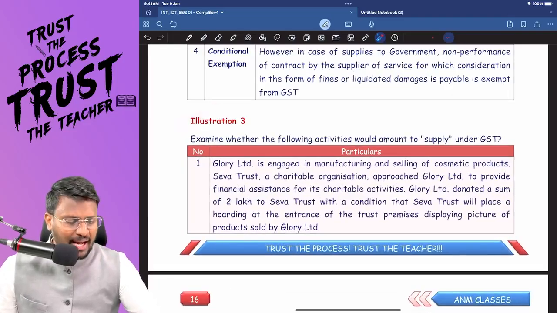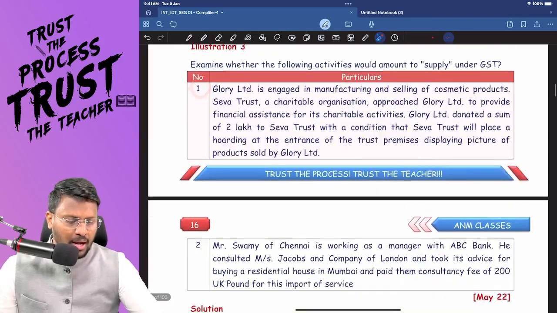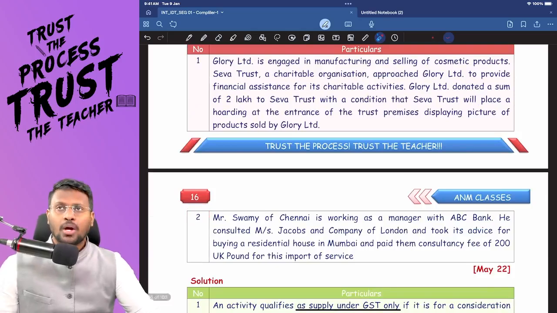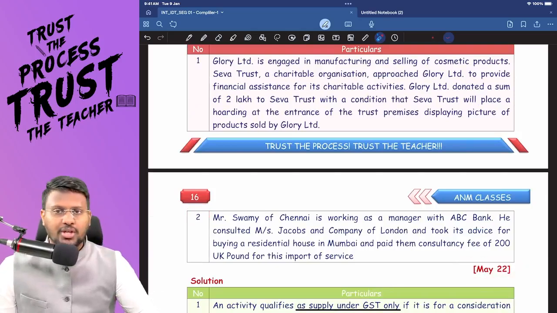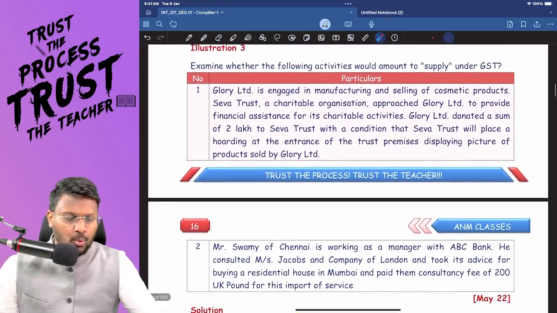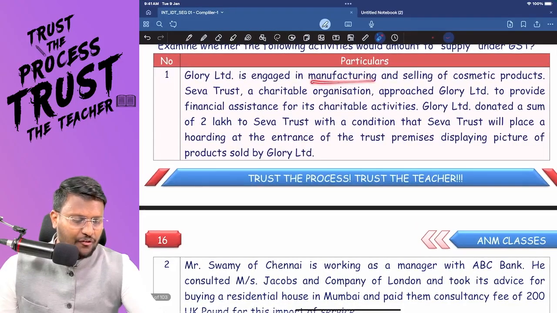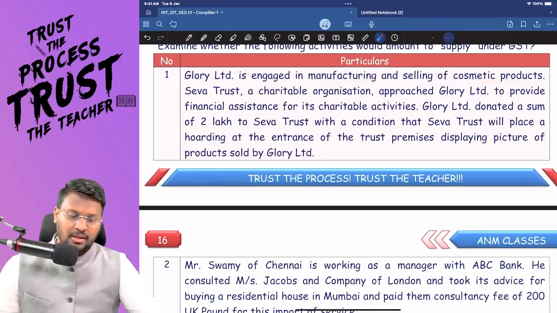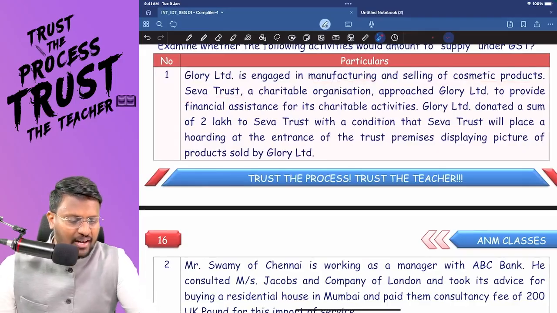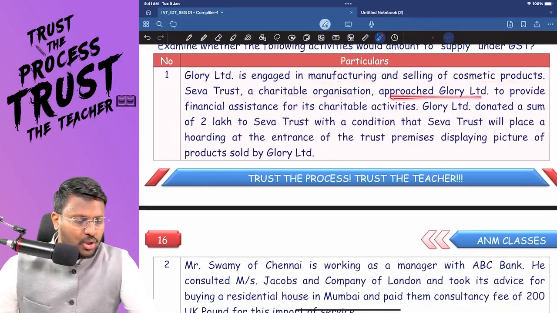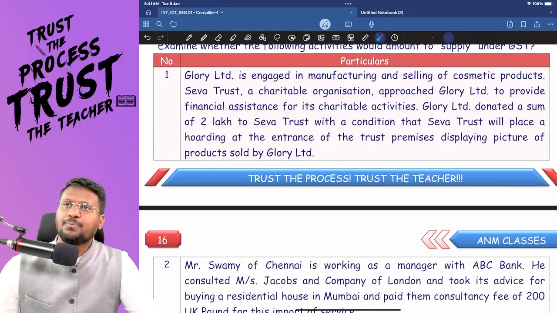Examine whether the following activity would amount to supply under the GST. I will tell you activity or transaction number 1 and 2. This is a May 2022 question. You have to tell me whether that amounts to supply or not a supply. Glory Limited is engaged in manufacturing and selling of cosmetic products. Seva Trust, a charitable organization, approached Glory Limited to provide financial assistance for its charitable activity.